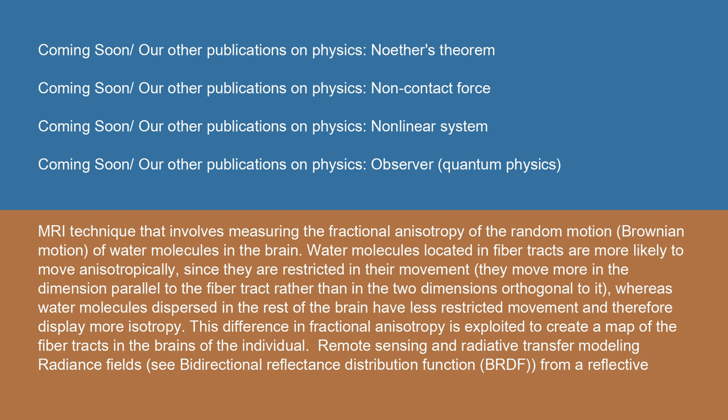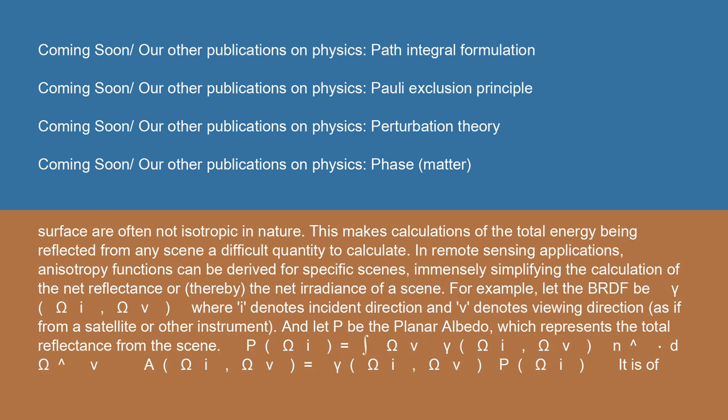This difference in fractional anisotropy is exploited to create a map of the fiber tracts in the brains of the individual. Remote sensing and radiative transfer modeling: radiance fields, see bidirectional reflectance distribution function, BRDF, from a reflective surface are often not isotropic in nature. This makes calculations of the total energy being reflected from any scene a difficult quantity to calculate. In remote sensing applications, anisotropy functions can be derived for specific scenes, immensely simplifying the calculation of the net reflectance or, thereby, the net irradiance of a scene.